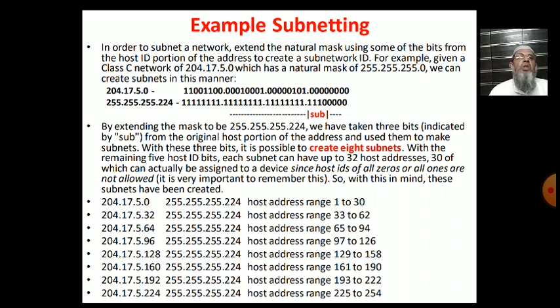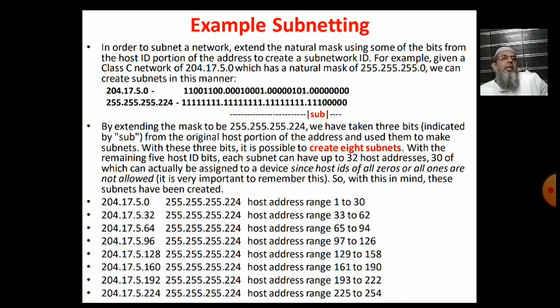So by using the subnet mask, we have taken 3 bits, and it is possible to create 8 subnets. Why 8 subnets? Because 2 raised to 3 is 8. So we can create the 8 subnets, and every subnet has 32 host addresses, out of which 30 can effectively be used.